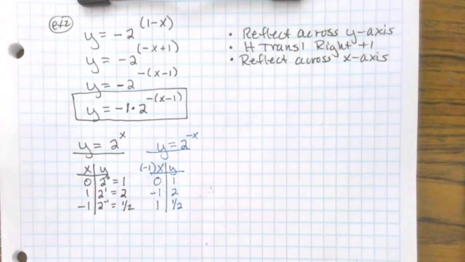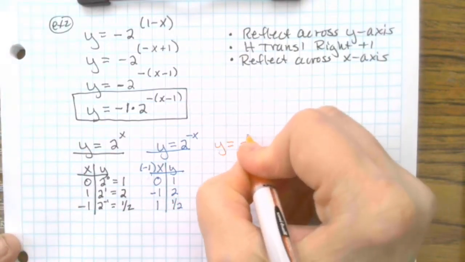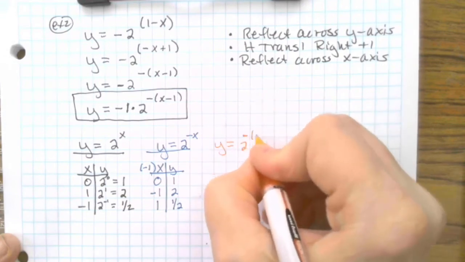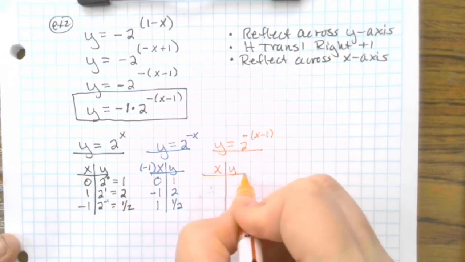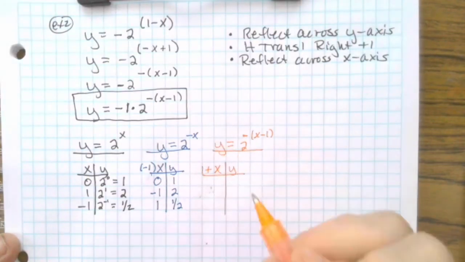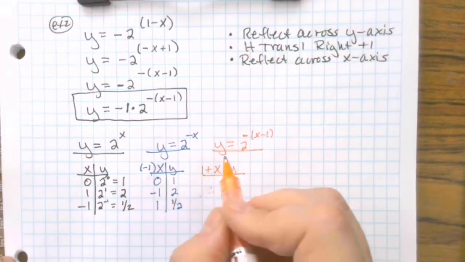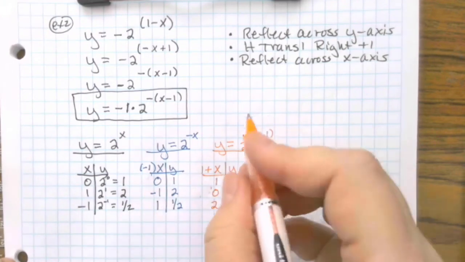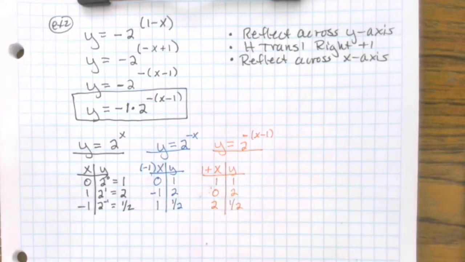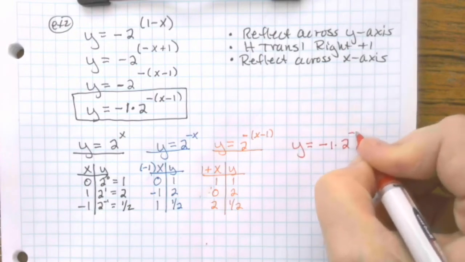Now we're going to go to our next one. Horizontal translation, right 1. So now we're up to y equals 2 to the negative x minus 1. So in this case, we're going to add 1 to all the x's because it is a horizontal translation, right 1. So 0 plus 1 is 1, negative 1 plus 1 is 0, 1 plus 1 is 2. The y's are unchanged, 1, 2, 1/2. Okay, the last one is the reflection across the x-axis, which is the negative 1 out front.